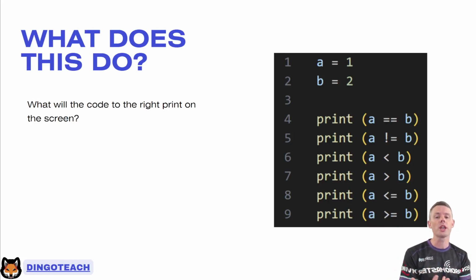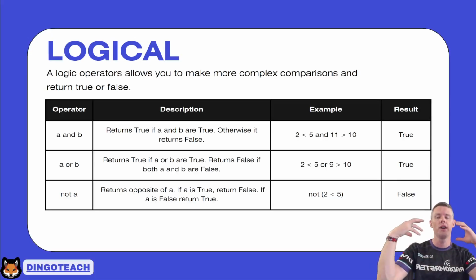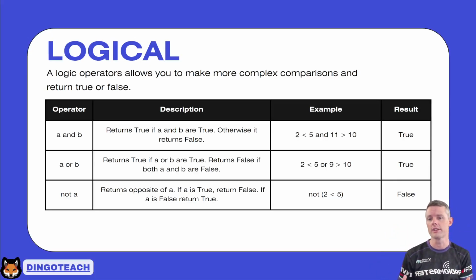When you log into a system, you're not just checking the username, are you? You're checking a username and you're checking a password. So in this case, we have 3 logical operators to help us make more complex comparisons. We've got the AND, OR, and the NOT.